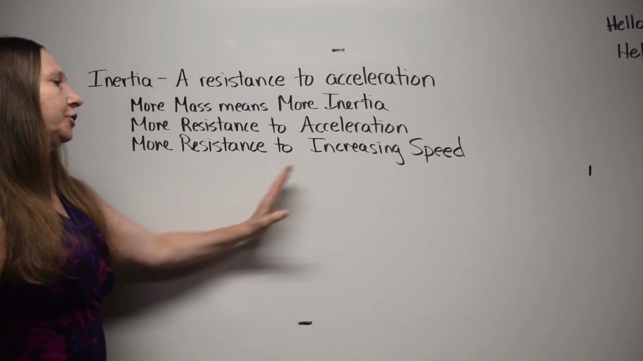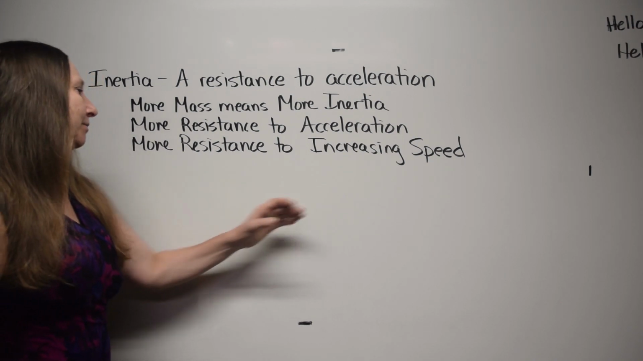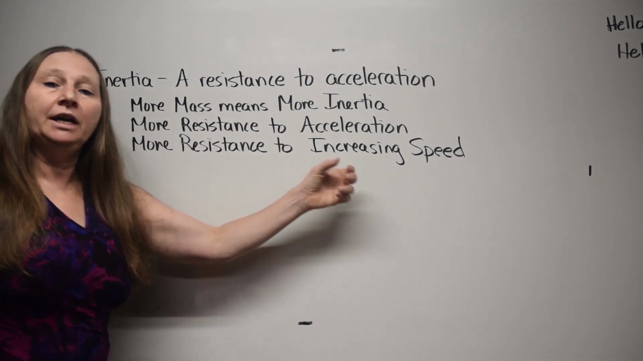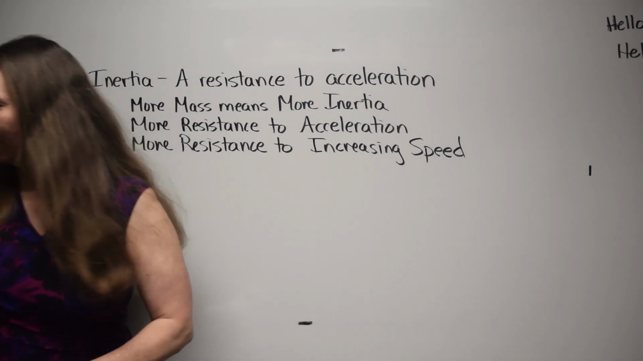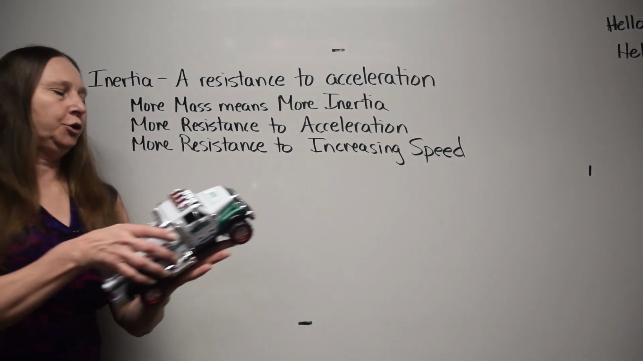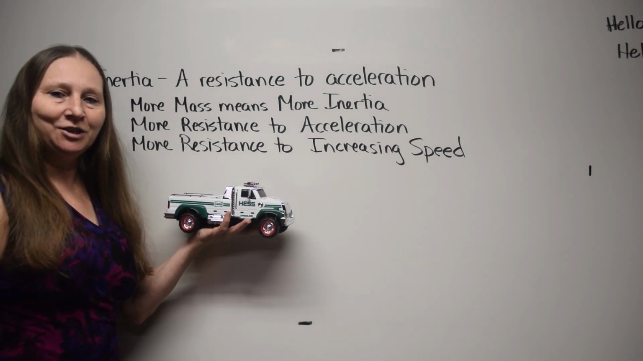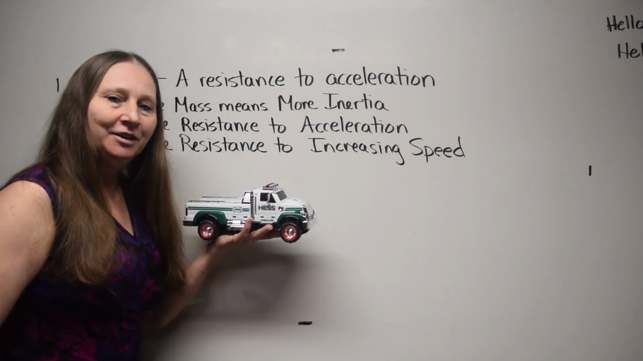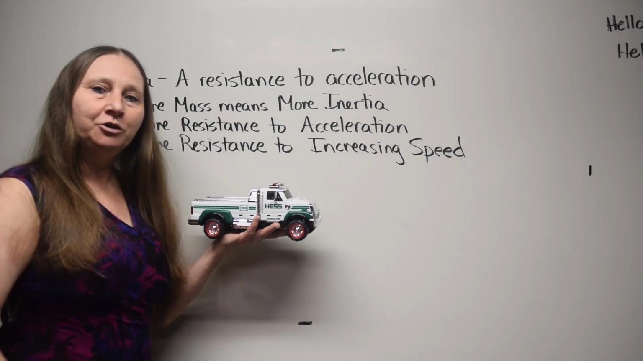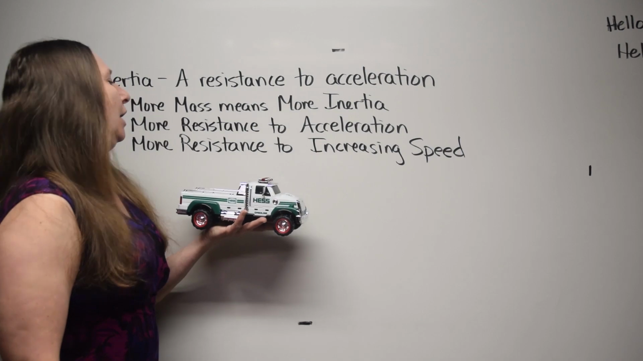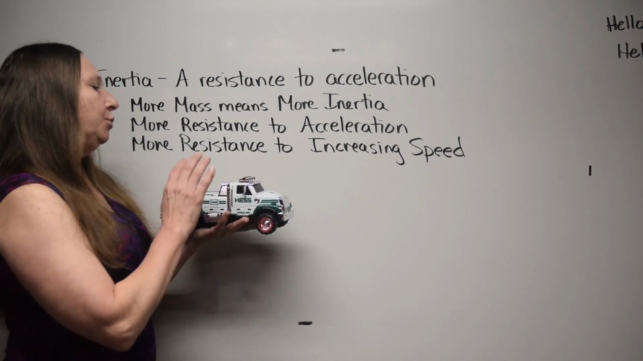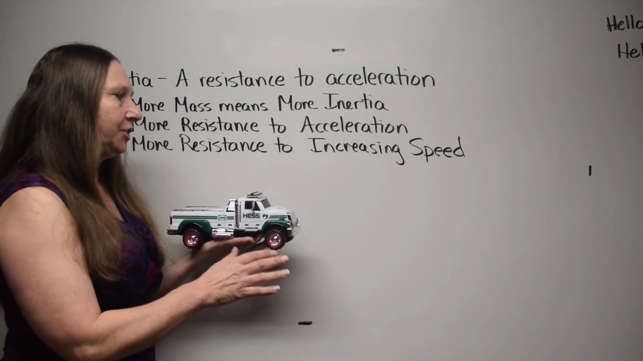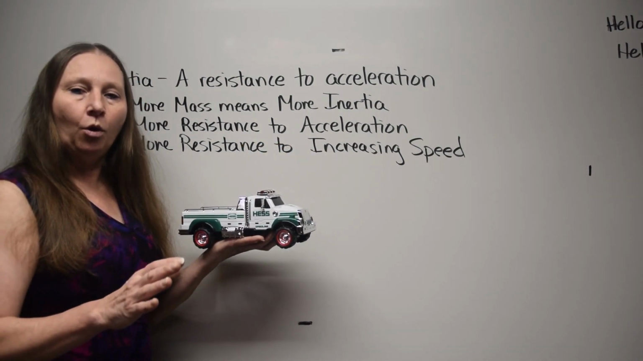So let's look at the first way that you can resist acceleration. More resistance to an increase in your speed. So let's take a toy truck with a small mass and a real truck. My real truck is parked outside, so we'll just imagine. A real truck with a big mass. And what we want to know is which one is going to resist increasing speed more.